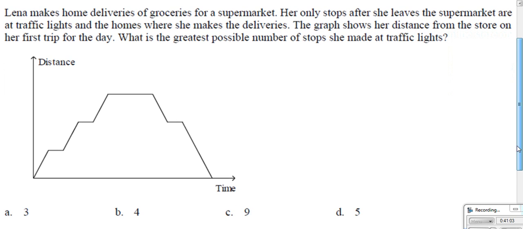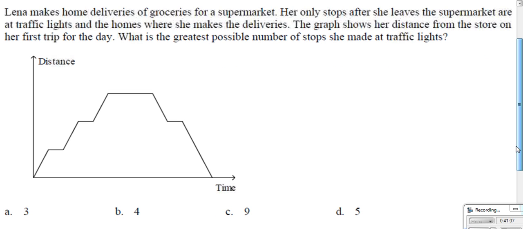We threw one on here. It's an event graphing question. It says Lena makes home deliveries for a supermarket. Her only stops after she leaves the supermarket are at traffic lights and homes where she makes deliveries. The graph shows her distance from the store on the first trip of the day. What's the greatest possible number of stops she made at only traffic lights?